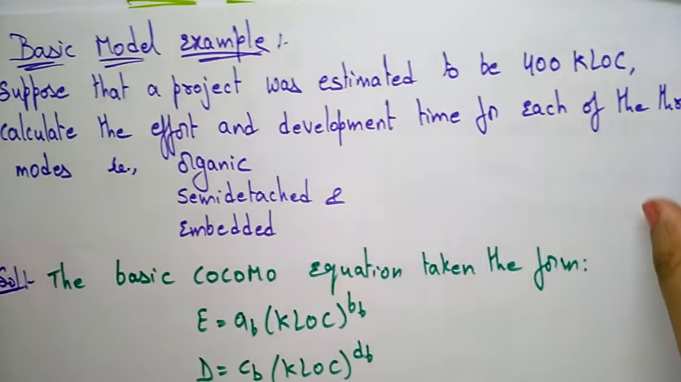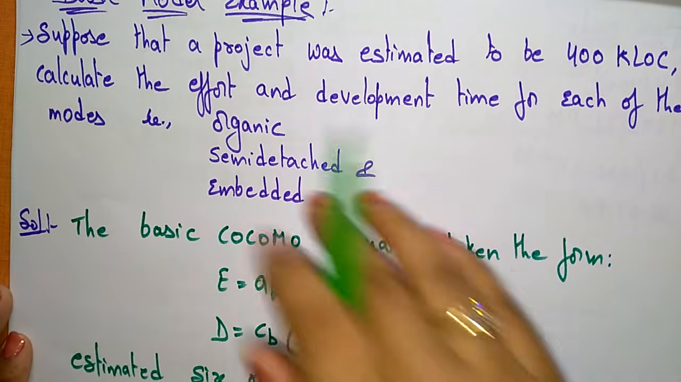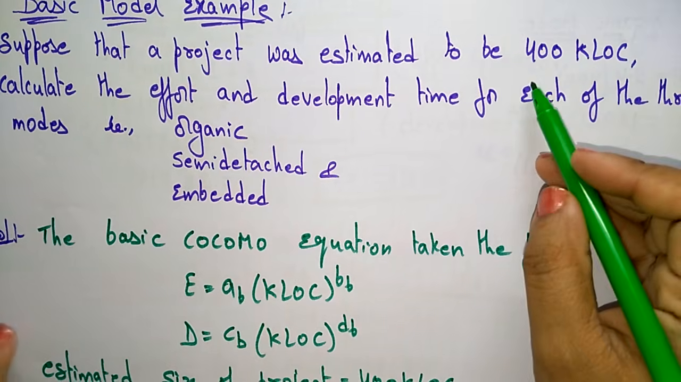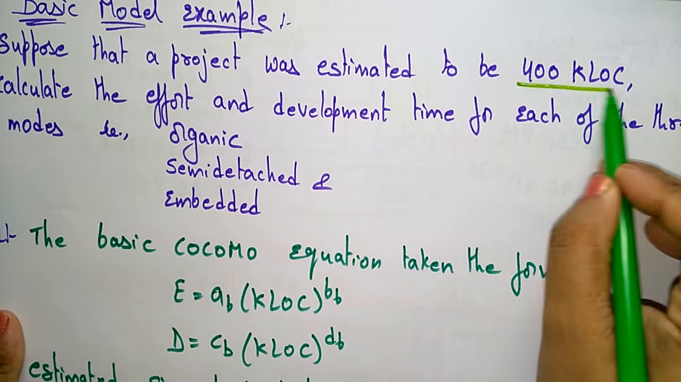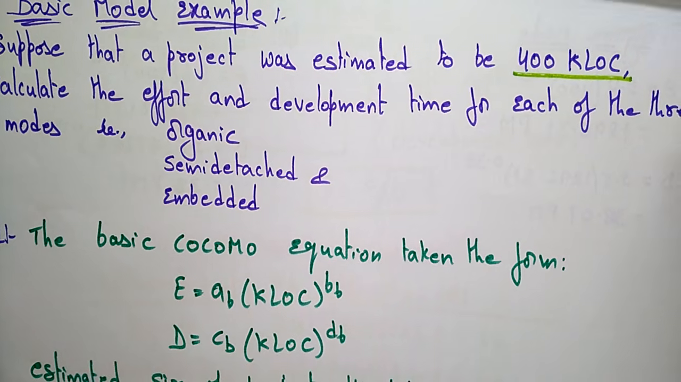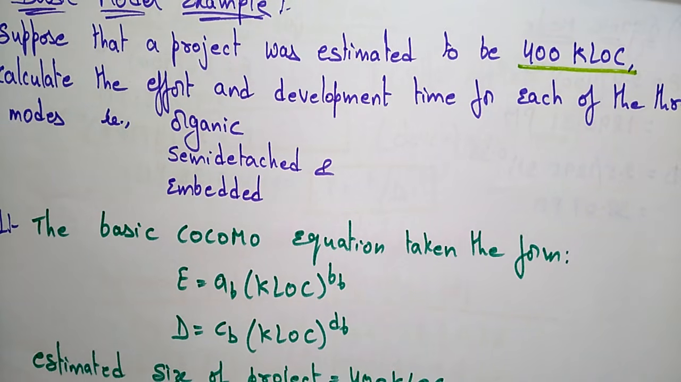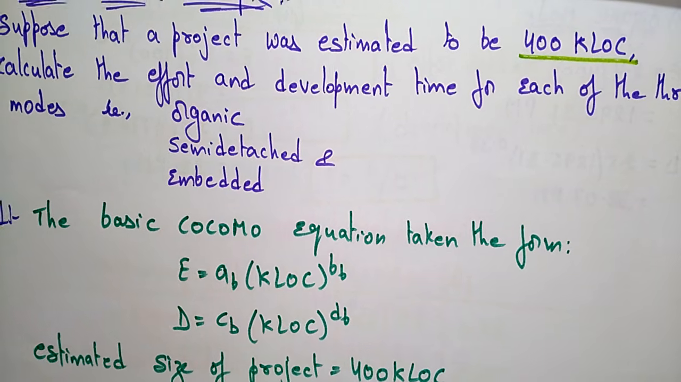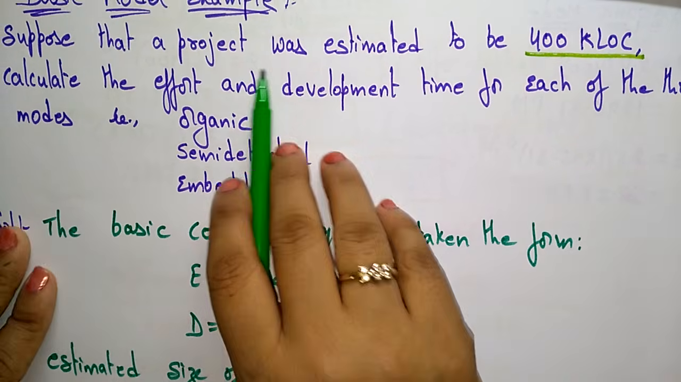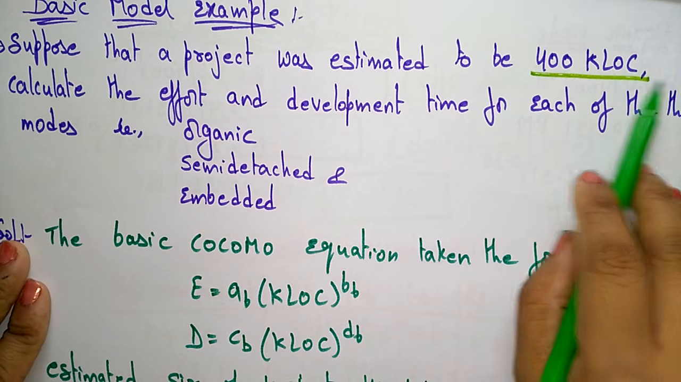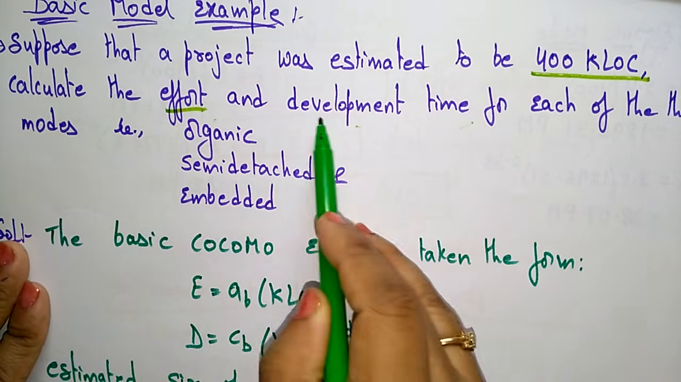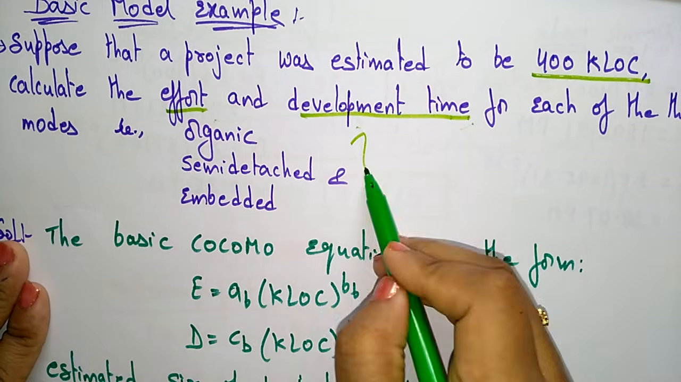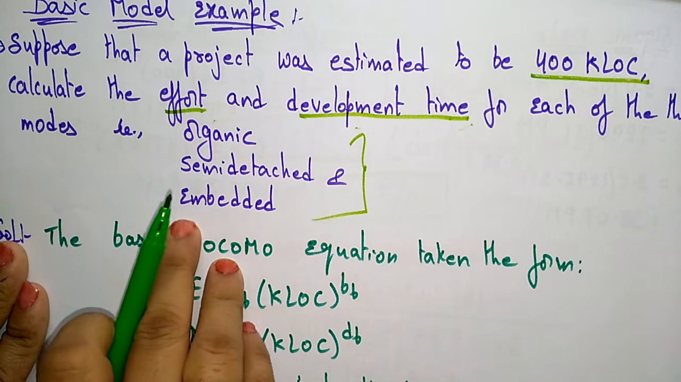So here is an example for the basic model. Suppose that a project was estimated to be 400 KLOC. KLOC means thousand lines of code, the total size of the project that is given. If you know the size of the project, then we can find out the effort that can be applied and the development time it takes to complete the project. Suppose a project was estimated to be 400,000 lines of code. Now calculate the effort and development time. We have to calculate the effort and development time for each of the three modes.